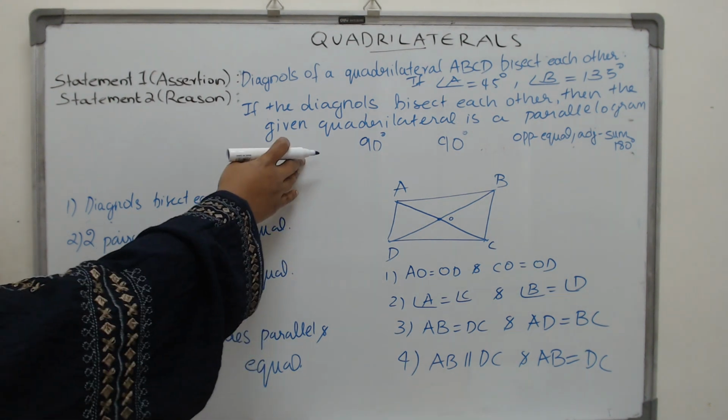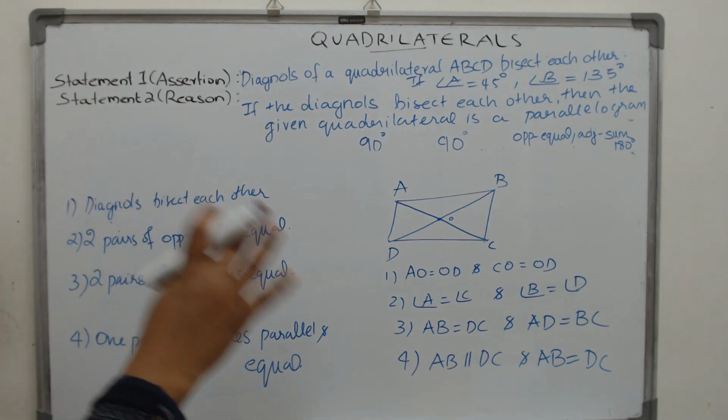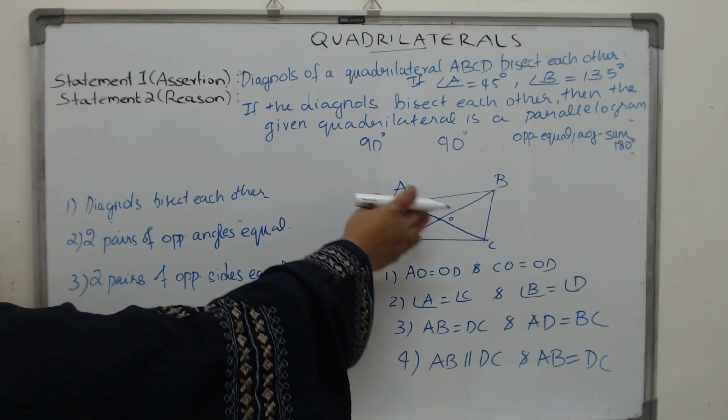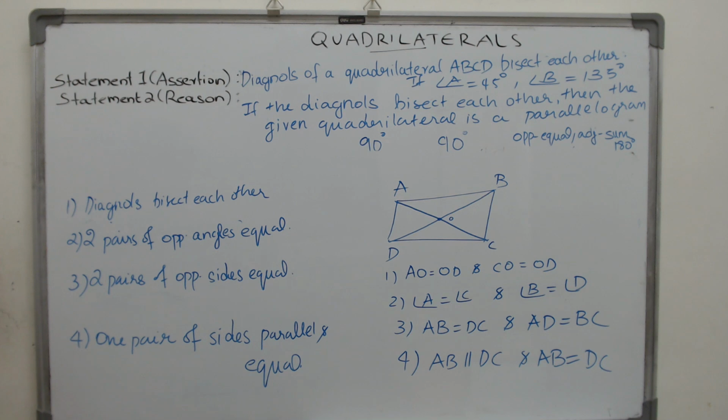Now look at this question. What do you have here? You have a quadrilateral. You have no idea if there is anything special about it. Is it a parallelogram? Is it a square? You have no idea if there is anything special about this quadrilateral.